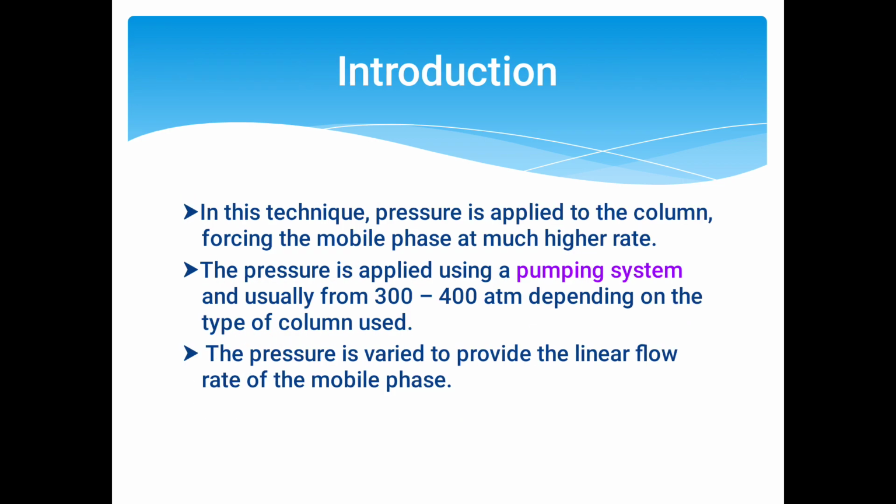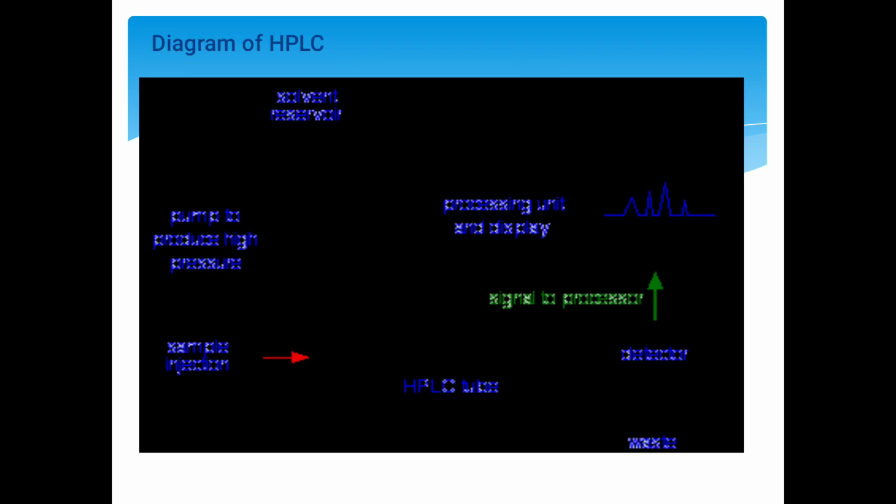Introduction. In this technique, pressure is applied to the column, forcing the mobile phase at a much higher rate. The pressure is applied using a pumping system, usually from 300 to 400 atmospheres. The pressure is varied to provide the linear flow rate of the mobile phase. This is the diagram of HPLC.